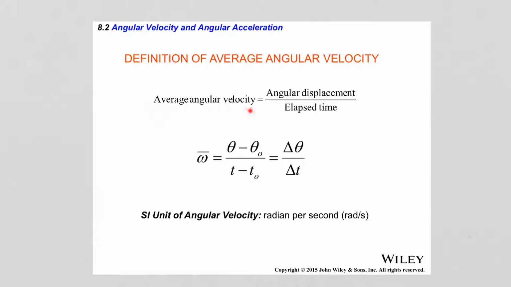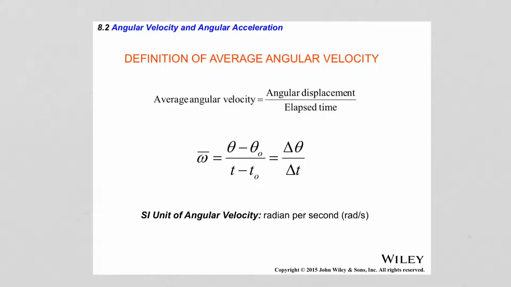The average angular velocity is defined as the angular displacement divided by the elapsed time. In other words, the average angular velocity omega is equal to the final angular position minus the initial angular position, so that is the angular displacement delta theta, divided by the difference between the timestamps at each position, so that is the elapsed time.